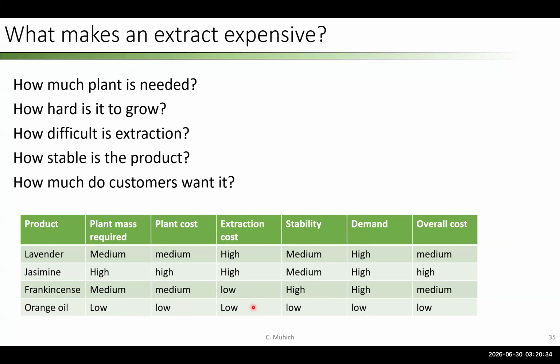Additionally, orange oil is made by compression and squeezing of the orange. So it's a low energy intensive process. Even though the stability is low and it doesn't last super, super long, the overall cost is low because there's so much of it from the low plant cost and the high yield.